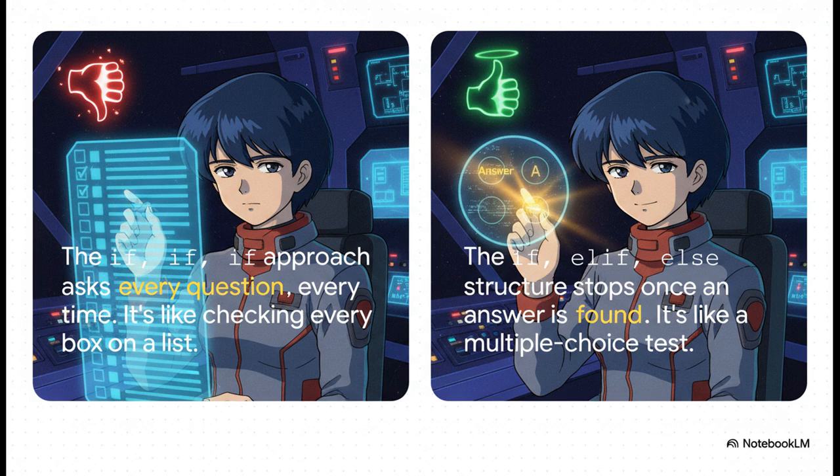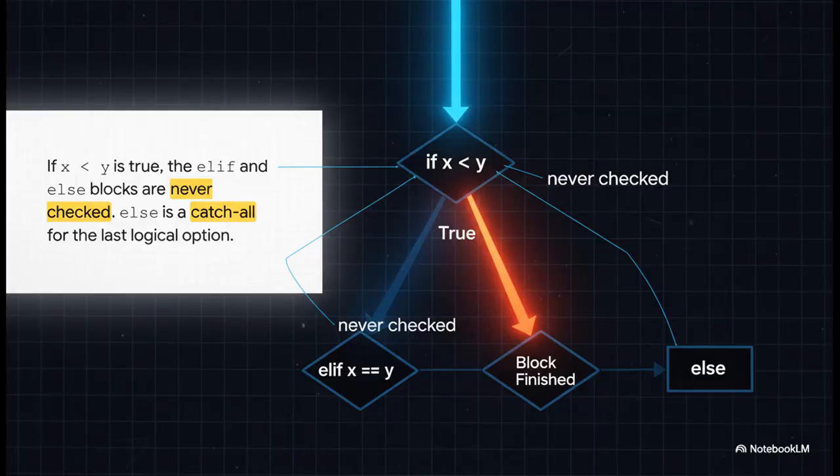Think of it this way. Using a bunch of ifs is like going through a checklist. You have to look at every single item, even if you found what you were looking for on the first line. But the if, elif, else way, that's like a multiple-choice test. The second you find the correct answer, you circle it and you move on. You don't even look at the other options. Way more efficient, right? And here's what that looks like in our code.